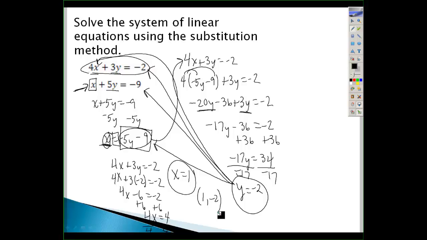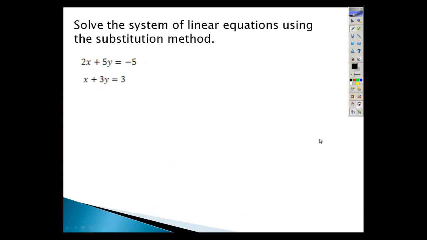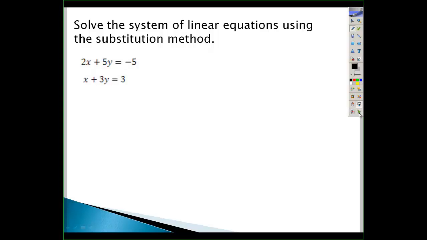So that was a lot to take in for a first example. So again, let's do another one, and we'll see if we can get it to work out. This time, once again, I have two equations, and I have a bunch of variables here.